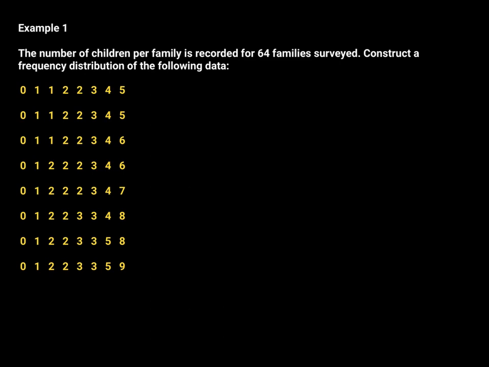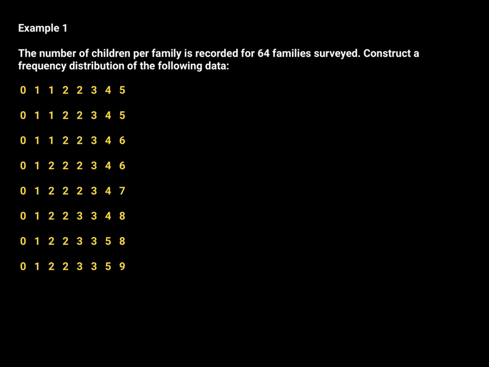The number of children per family is recorded for 64 families surveyed. Let's construct a frequency distribution of the following data. So here, these numbers mean the following. There was a family who had no children, a family that had one child, another family that had one child, a family that had two children, a family that had three children, a family that had four children, a family that had five children, and so forth. So each one of these pieces of data represents how many children that particular family had.